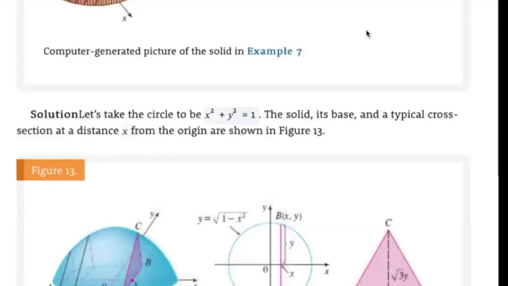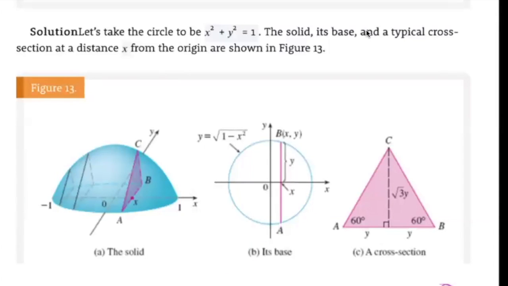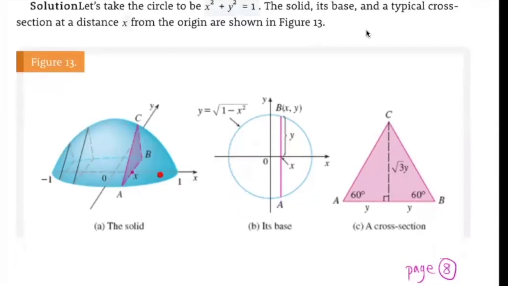Okay. So here is a diagram. The base here is a circle, and each cross section is an equilateral triangle. So what will be the volume for this solid? We slice it this way. We're trying to find the volume for one slice here. So we use the cross-sectional area times the thickness.